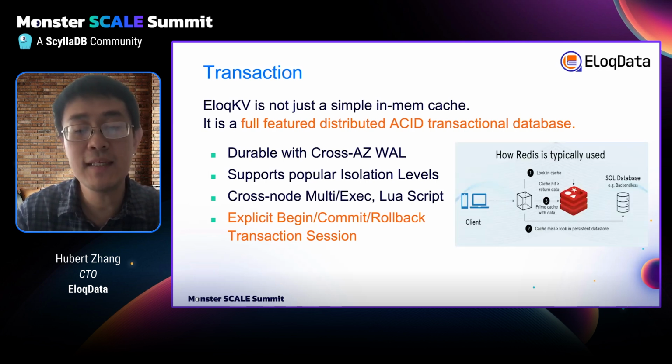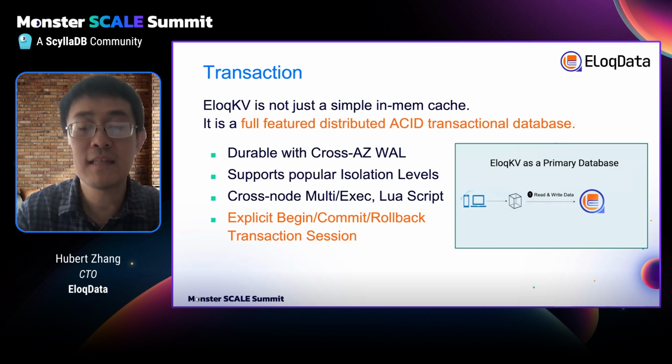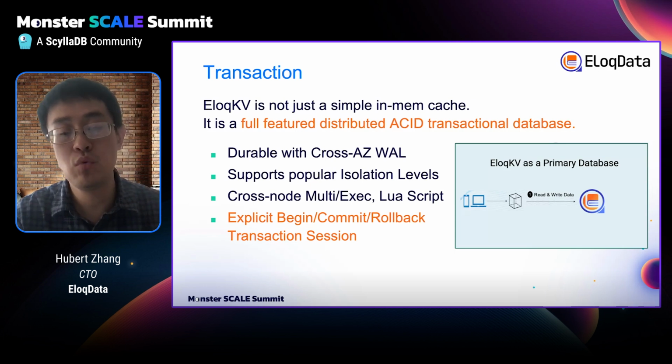Note that Redis is typically used as a cache. In this scenario, the client first reads Redis. If a cache miss happens, the client needs to read the database to fetch the value, and then refill the Redis cache. But since EloqKV is a transactional database, it could be used as a primary database. The client is able to do reads and writes in a single database.